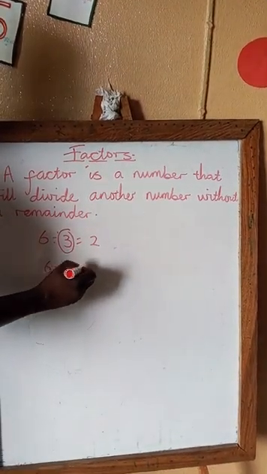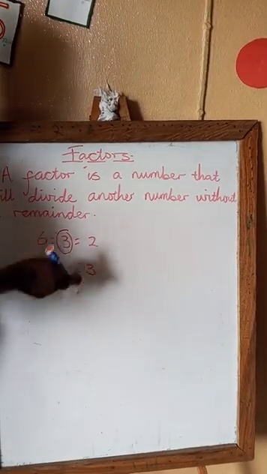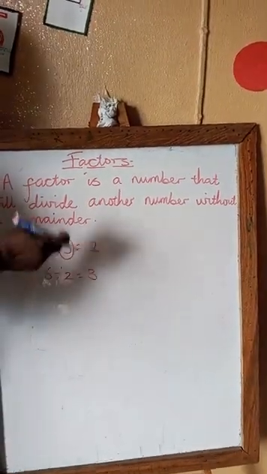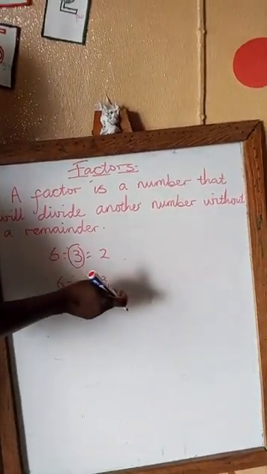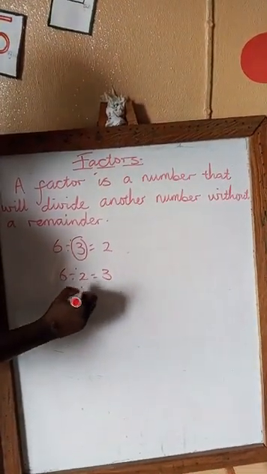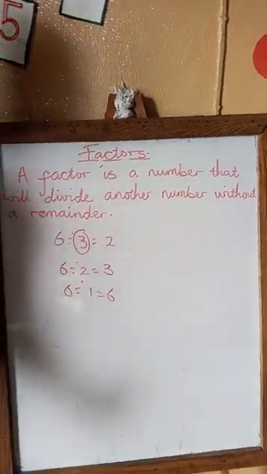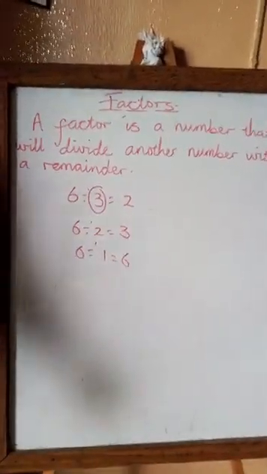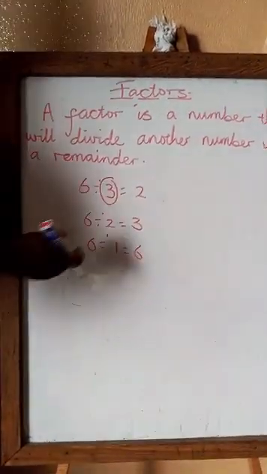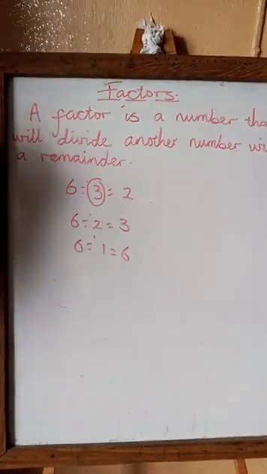Let's do this. 6 divided by 2. Answer is 3. 2 is also a factor of 6 because there is no remainder. Let's do this. 6 divided by 1. We have 6. 1 is also a factor of 6 because it will divide this without a remainder.